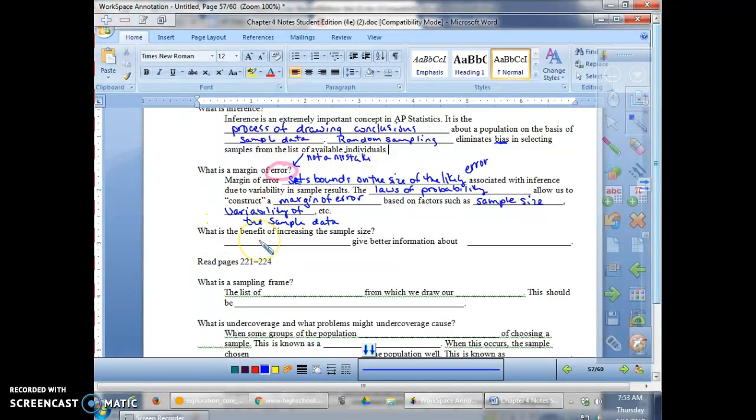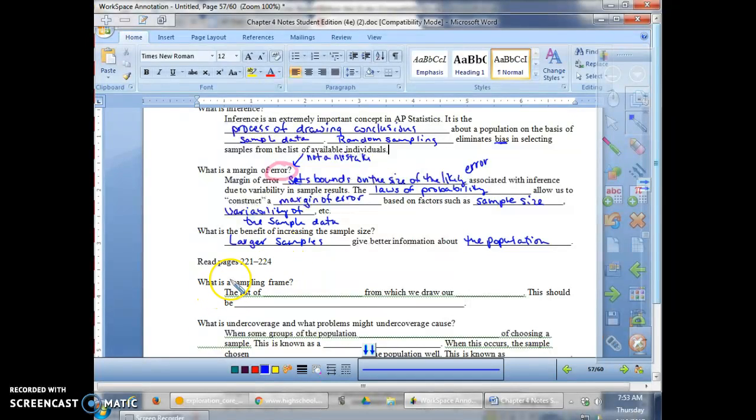So what is the benefit of increasing the sample size? When you increase the sample size, you have larger samples that give better information about the population. So the larger the sample, the more likely that your sample statistic is going to be closer to the population parameter. If I had a sample mean and I wanted to know the population mean, I know that if I had a larger sample, that sample mean is more likely to be accurate.